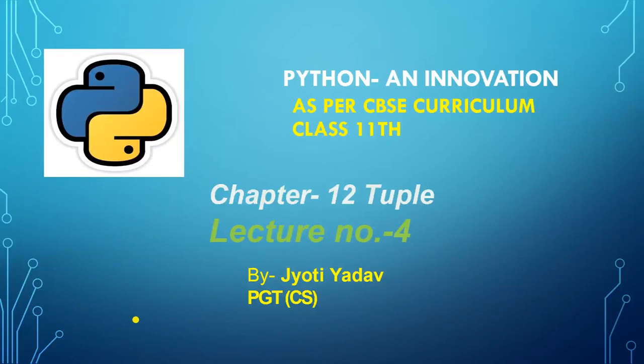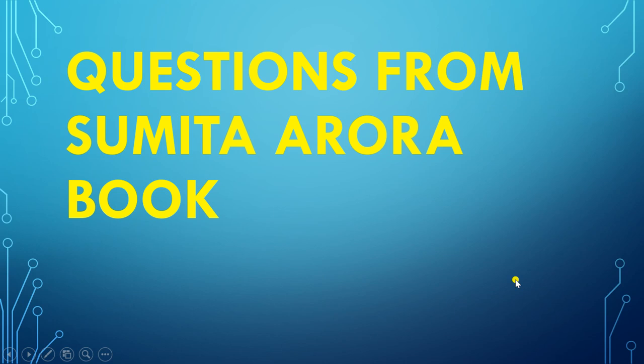Hello 11th class, this is your chapter 12 Tuple, lecture number 4. Your chapter 12 is completed. In this class we will discuss the questions from your book, Sumita Arora.